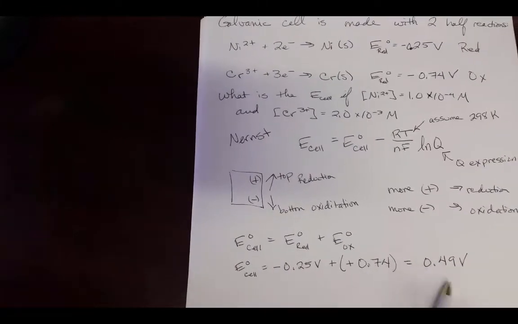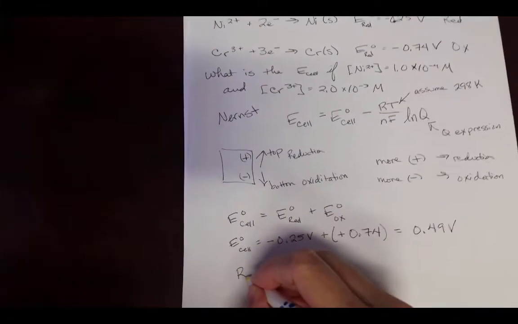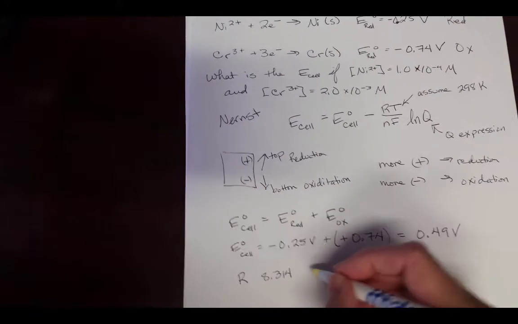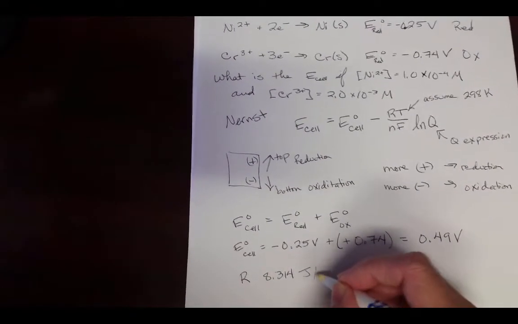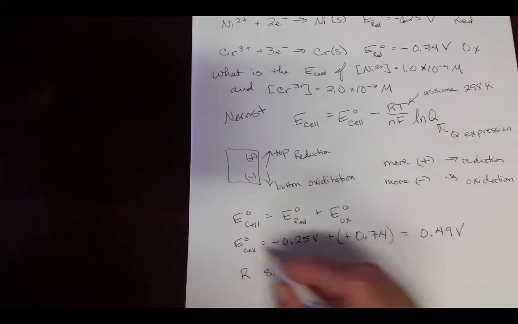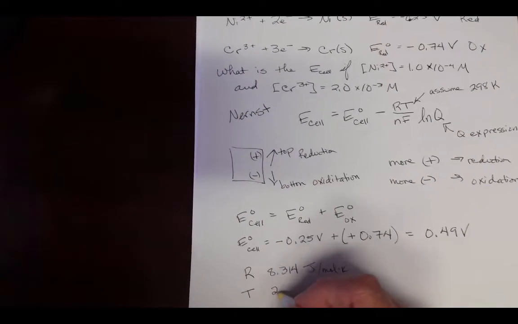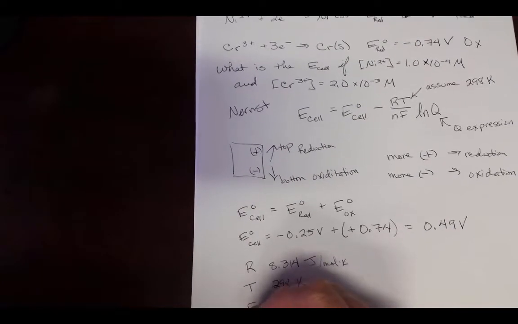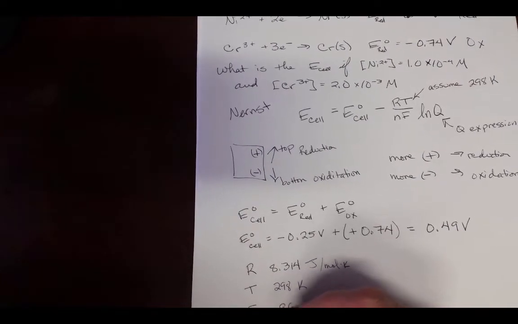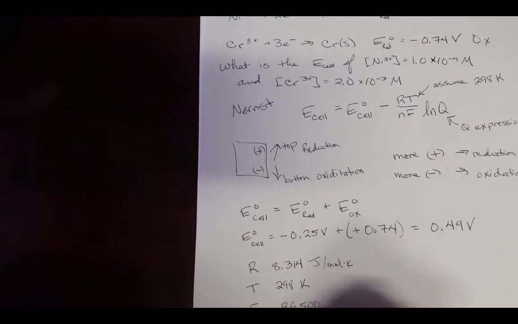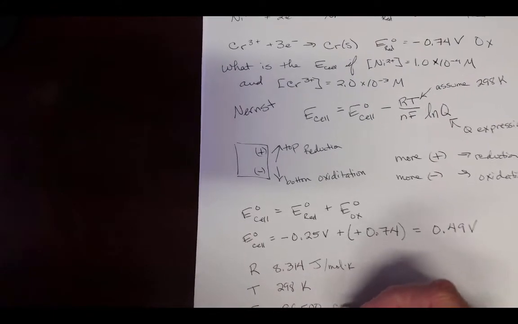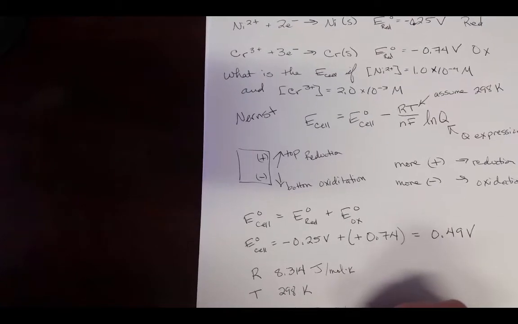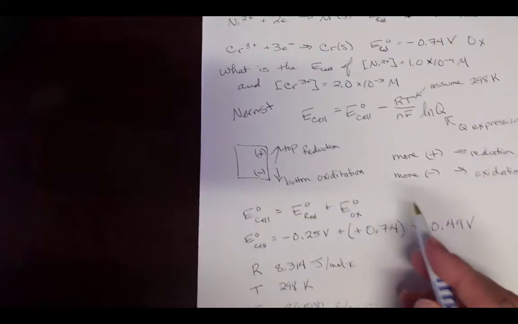So I've got my E standard for the cell. I'm going to have a value of R of 8.314, in joules per mole Kelvin. I'm going to have a temperature of 298 Kelvin. It didn't tell me otherwise, so I'm just going to assume that. And I'm going to have a Faraday's constant of 96,500 coulombs, also per mole of electrons.